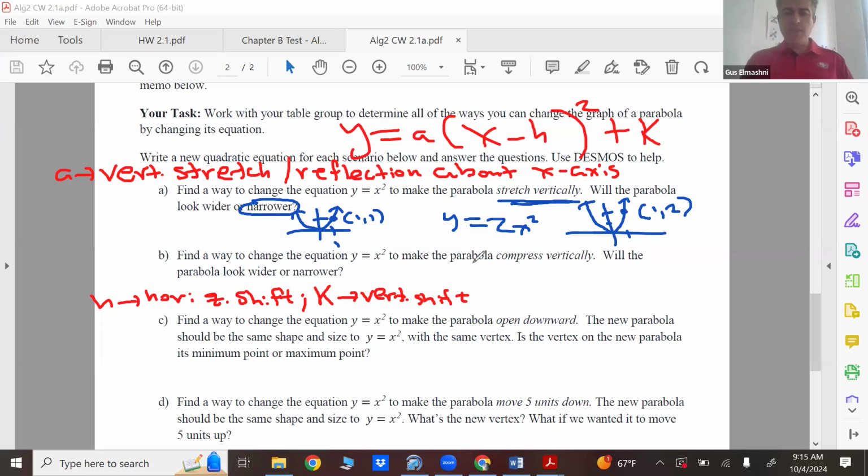Okay. Let's do a vertical compression. So it's going to be y equals 1/2 x squared. What happens in this case is my graph will look like this. Where do I point out (1, what)? (1, 1/2), right? So now it looks wider.